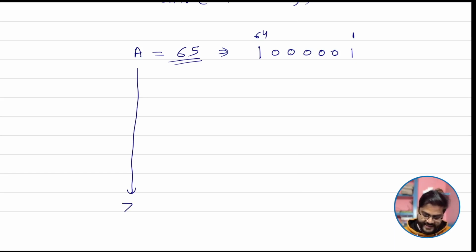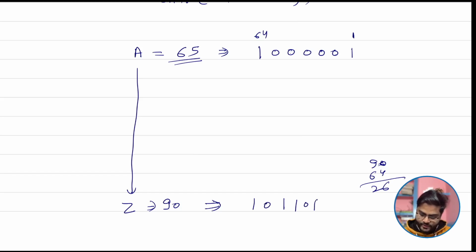Now it will go till Z. Correct? And what was the value of Z? It was 65 plus 25. This is 90. Right? Don't be overwhelmed by these numbers. You can take help from ASCII tables. What is the binary representation of 90? I will take 64 and it will remain 90 minus 64, so it will be 26, right? I will take 16, I will take 8, and I will take 2.